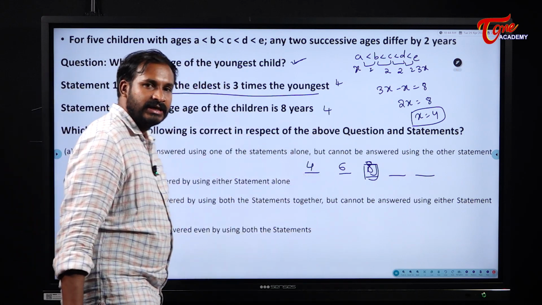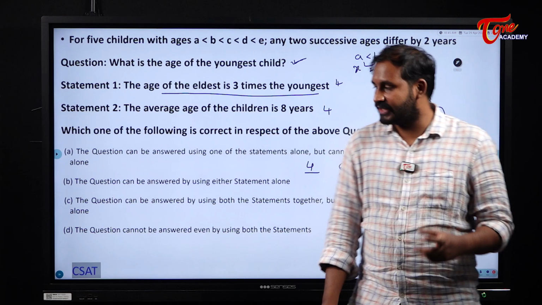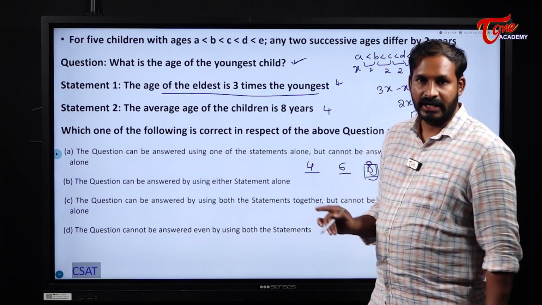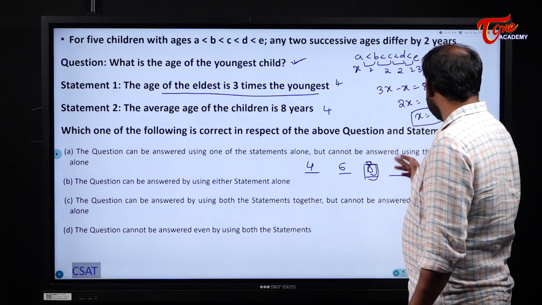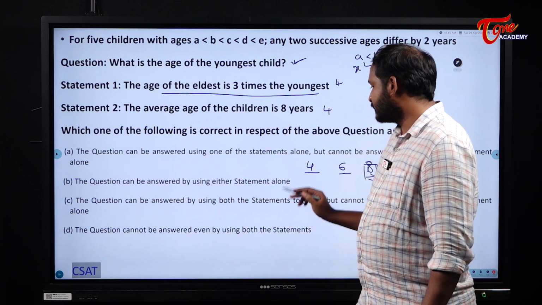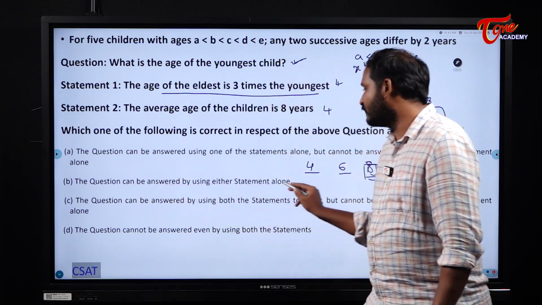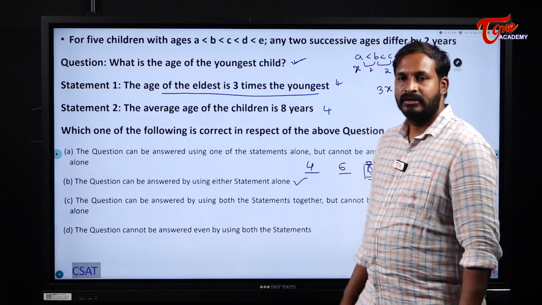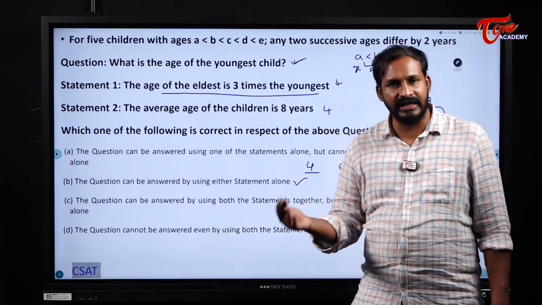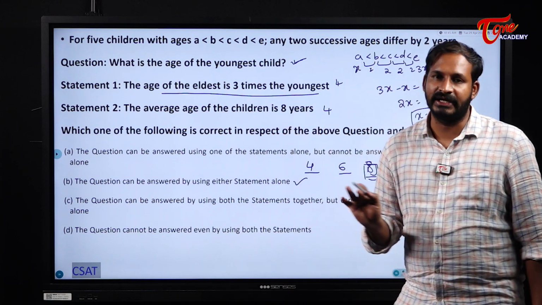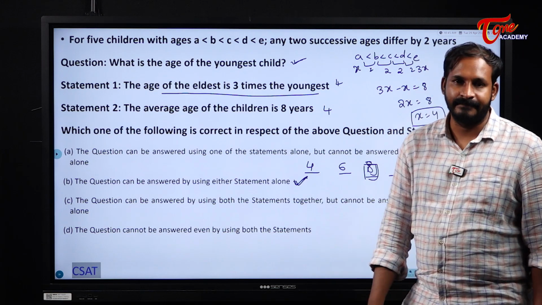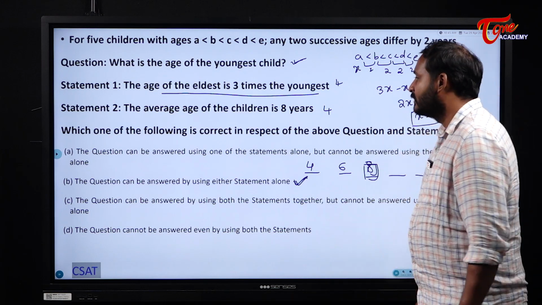That is 4 years. That means by using both statements individually, the question can be answered. Can it be answered using one of the statements alone but not the other? No, that is not possible. The question can be answered by using either statement alone. By using the first one, I can tell my answer. By using the second one also, I can tell my answer. So here our answer will become option B. Option B. Understood? Right? Next one.